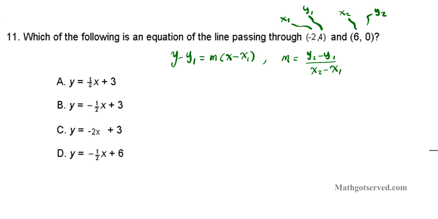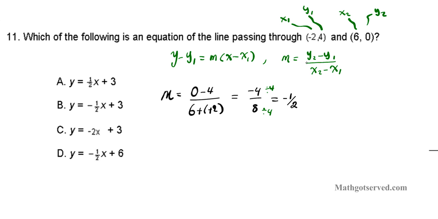So the slope m, let's go ahead and look for that piece first. m is y2 minus y1, 0 minus 4, over x2 minus x1, which is 6 minus negative 2. If you work it out, you have negative 4 over 6 plus 2, which is 8. Okay, this reduces to negative 1/2 if you divide the top and bottom by 4. That is the greatest common factor of these two numbers. So that's how I get negative 1/2.